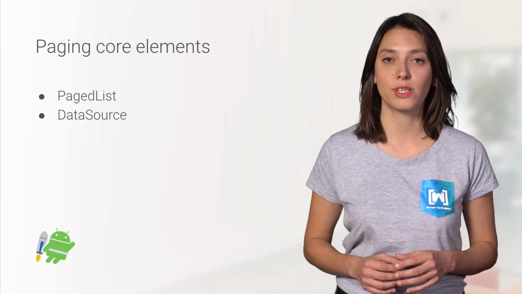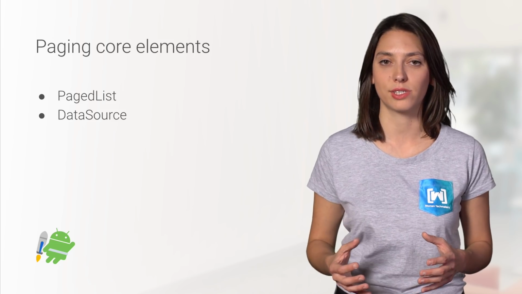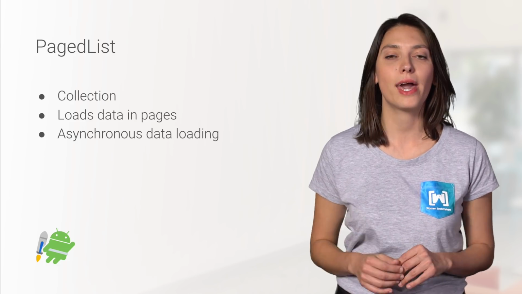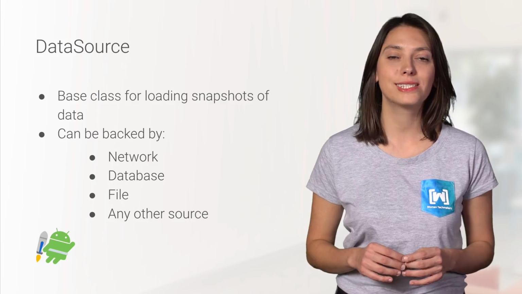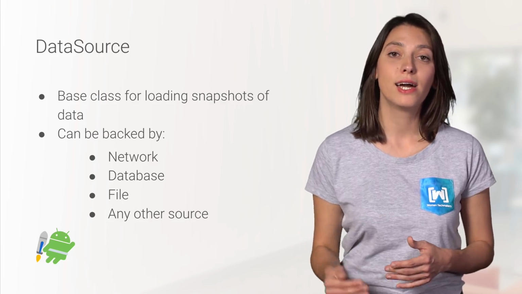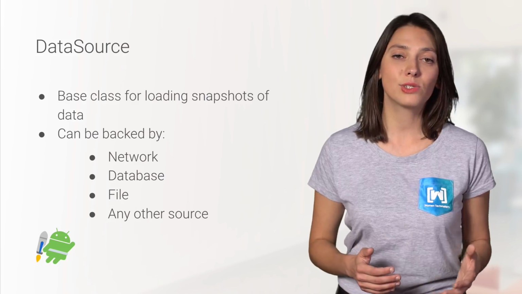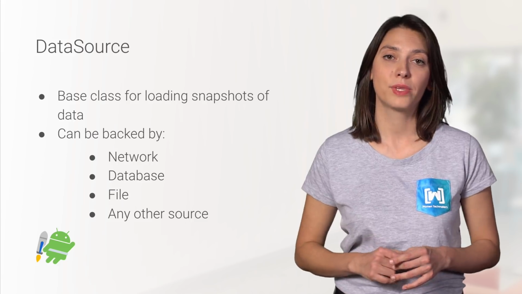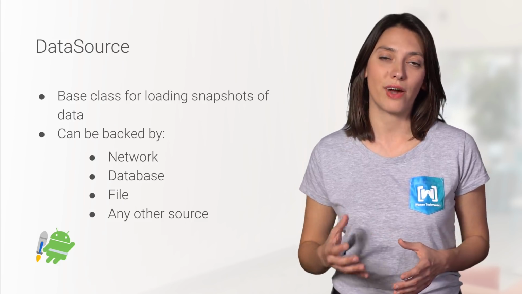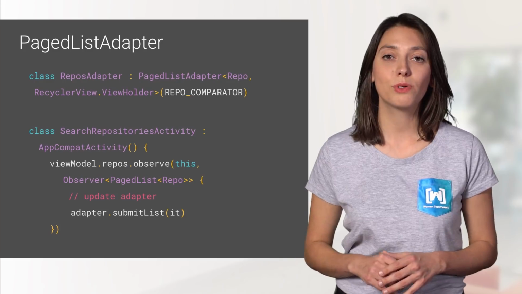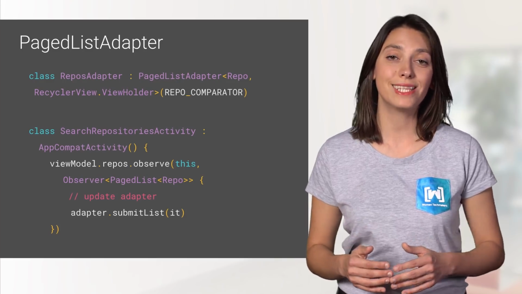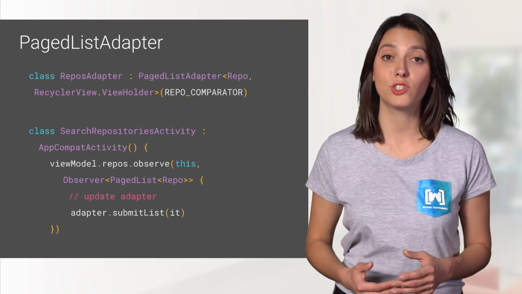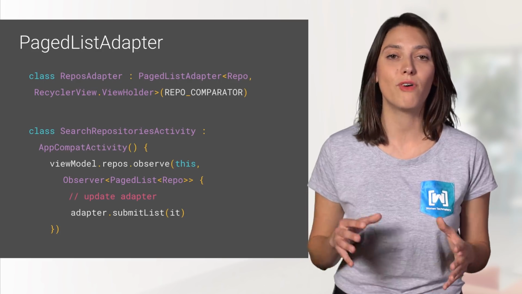The core elements in the paging library are the page list and the data source. A page list is a collection that loads data in chunks, known as pages, asynchronously. A data source is the base class for loading snapshots of data into a given page list. Data sources can be backed by the network, database file, or anywhere you want to retrieve data from. You create a data source using a DataSource Factory object. The paging library also provides a page list adapter, which helps you present data from page lists in a RecyclerView.